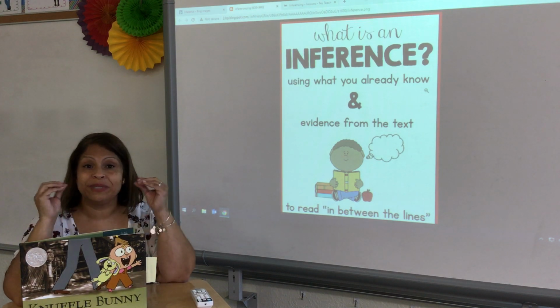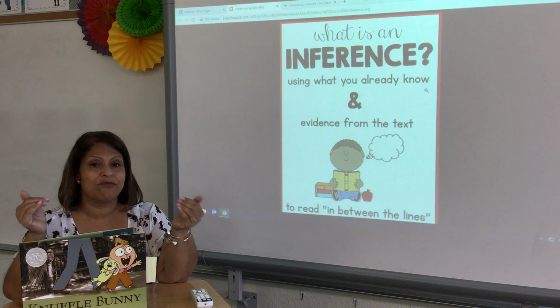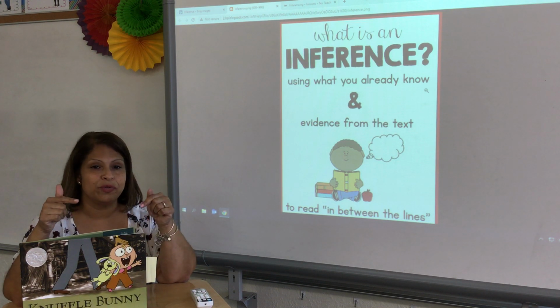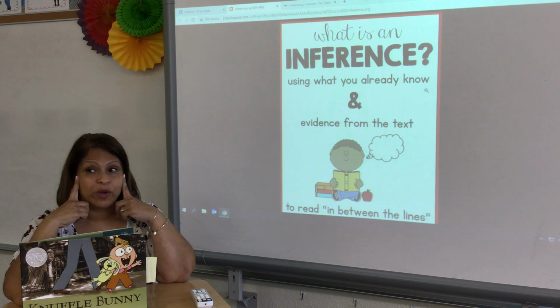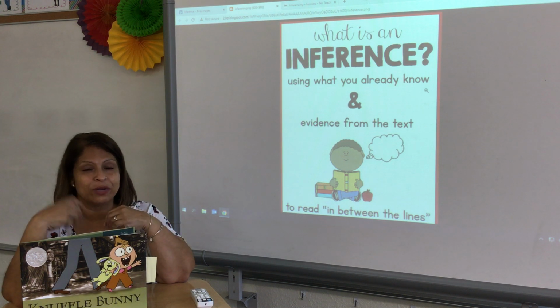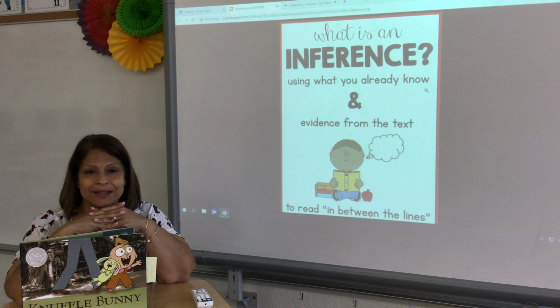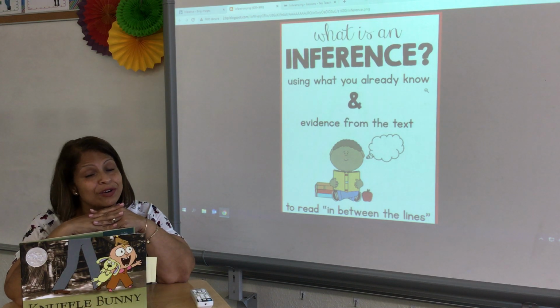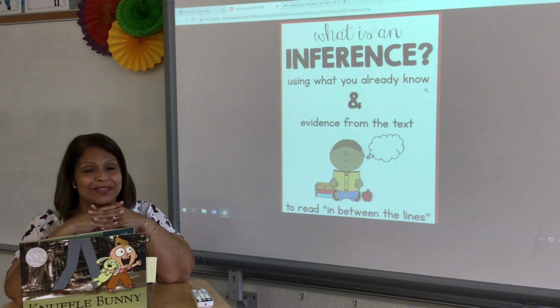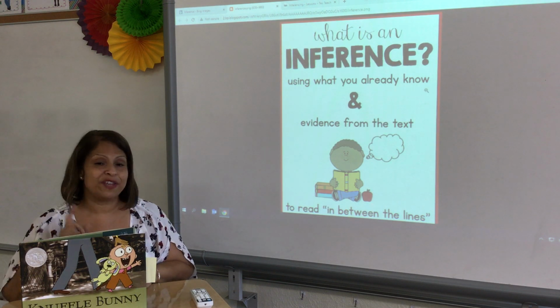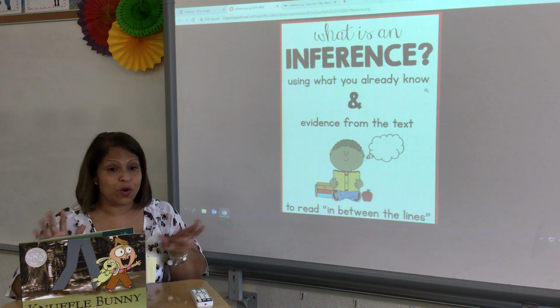The information sometimes is not literal. It's not right there in the text, so you have to use your head and what you know, your prior knowledge and what you're reading, and try to figure out, what is this author trying to tell us? What are they telling me about the character or telling me about something that's happening in the story? Let me give you an example. Let's work on a few examples.